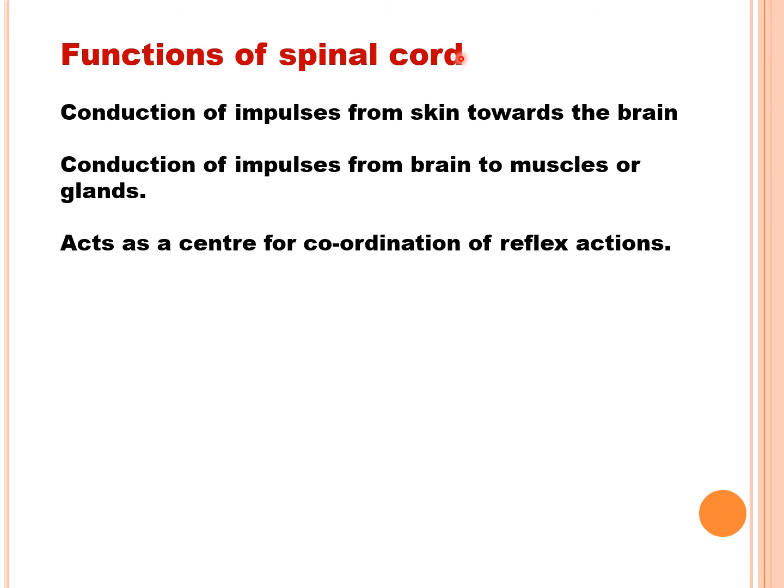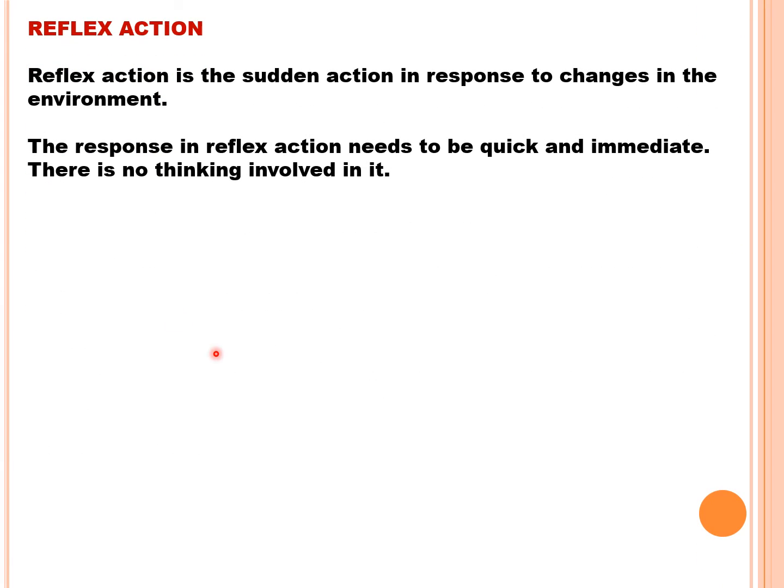Functions of the spinal cord are to conduct impulses from the skin towards the brain, and also bring back the impulses from the brain to the muscles or to the glands. It also acts as a center for coordination of reflex actions. There are two types of actions which occur in a body. They are voluntary and involuntary actions.